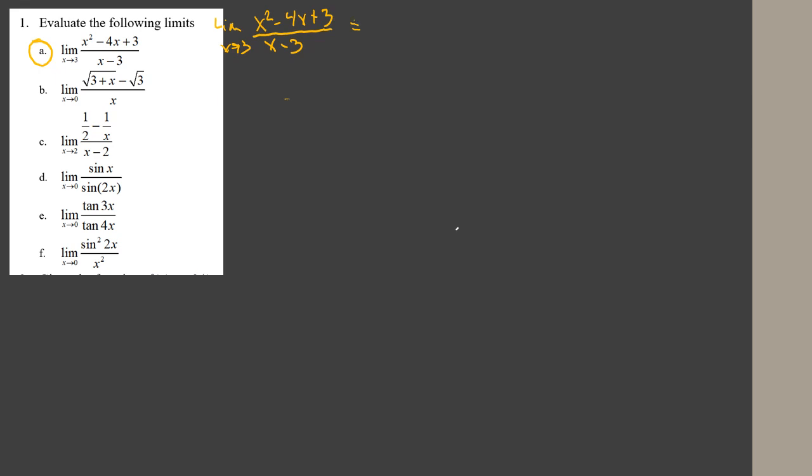So for starters, let's see if we can factor this numerator. What numbers multiply to positive 3 but add up to negative 4? If we do x minus 1 and x minus 3, that is the factored form of our numerator, over x minus 3. And we can see that we have two x minus 3's, everything's being multiplied, and so we are just left with the limit as x goes to 3 of x minus 1. Now we can use direct substitution. We put 3 in for x, and our answer is 3 minus 1, or the limit is 2.